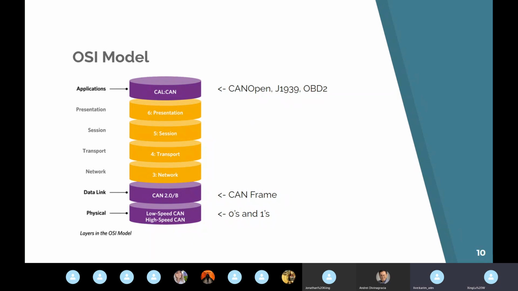I can just add on to that quickly: presentation is things like encryption. Session is the different ports in your computer. Transport is how it breaks up the data into small bytes. And network takes care of the addressing of each device on the network and the routing. So you probably don't need those for CAN.